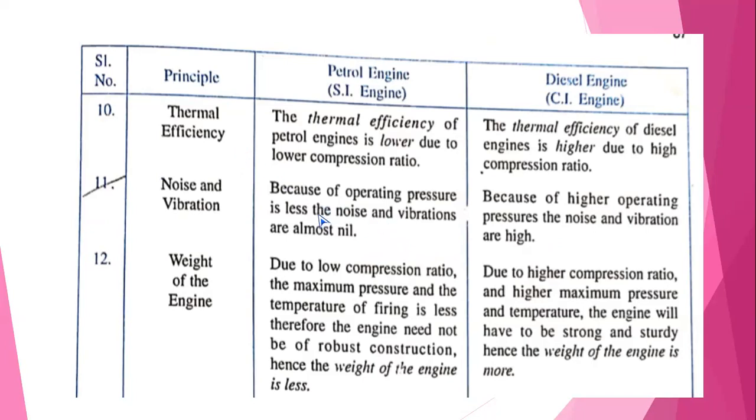Nowadays, whichever engine you consider, two-wheeler or four-wheeler, there will be less noise and less vibration because the fuel used is petrol and air. In case of diesel, the noise and vibration produced by the diesel engine is high. So for that reason, you can say the diesel engine produces more noise and more vibration.